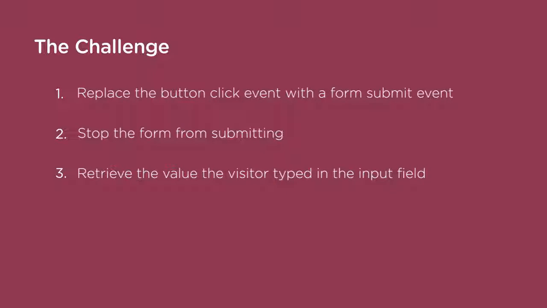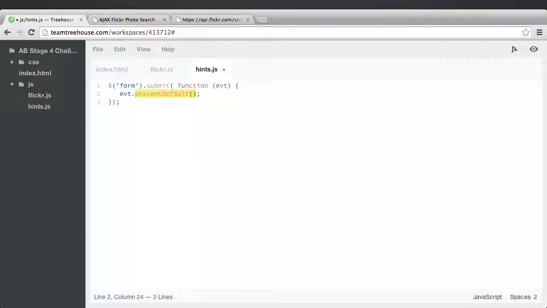Third, retrieve the value the visitor typed in the input field. jQuery makes that easy as well. To get the value from a text field, select the field, then use jQuery's val method. For example, in the HTML your designer gave you, the text field has an ID of search, so to select that field, you'd type this. Then to get its value, you use the val method. You can store this information into a variable and then use it as the value for the tags property you send to Flickr to search for photos.